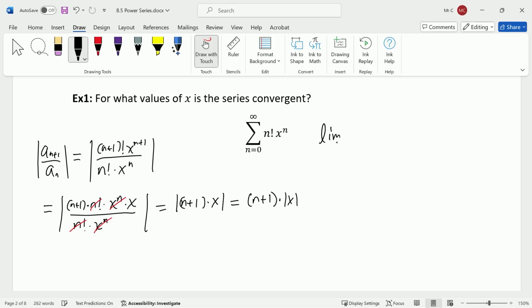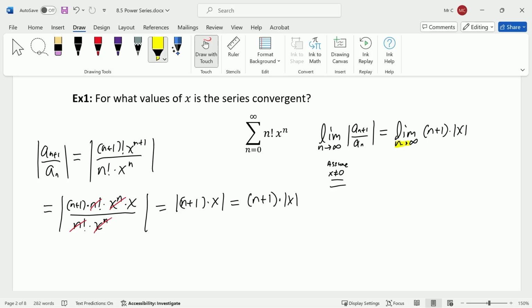So now if I go to take this limit as n goes to infinity of the absolute value of a sub n plus 1 over the a sub n term, that's the limit as n goes to infinity of n plus 1 times the absolute value of x. Now, if we assume that x is not 0, then I can treat x like a constant since the variable for my limit is n, and I can pull the absolute value of x outside of the limit.